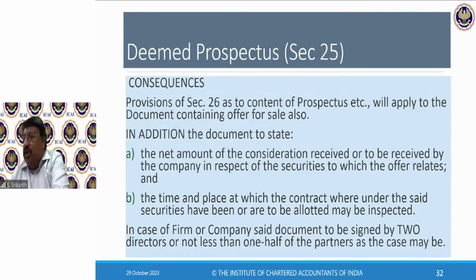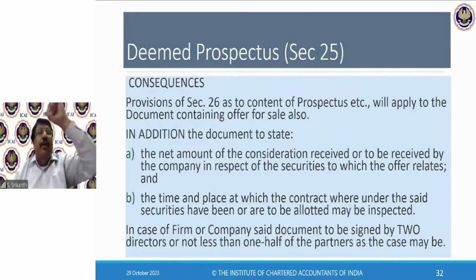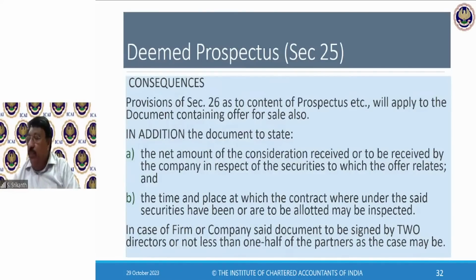Okay, we already saw deeming. Constructive notice we saw. Okay, deemed notice. Though actual notice is not there, though the knowledge is not there, it will be presumed to be there. Okay, so I have explained to you.